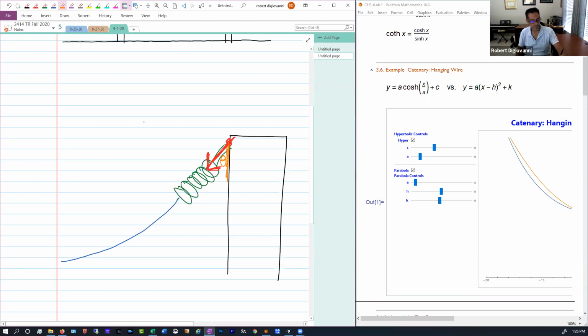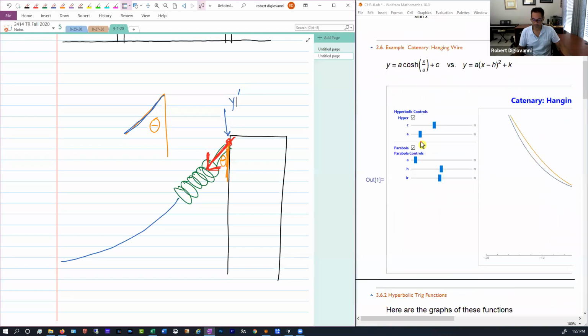Here's our wire coming in, and we want to know that angle. The only way we're going to be able to do that is if we can look at this point and talk about the derivative of that function, because the derivative would give us the slope of the tangent line. Does that make sense? But the derivative of what function? That's where we have to know it's the cosine hyperbolic function. So this is where this could become useful. You have a force, you need an angle, you need a slope. Slope means derivative. Derivative means you need the function. And we know it's the cosine hyperbolic.